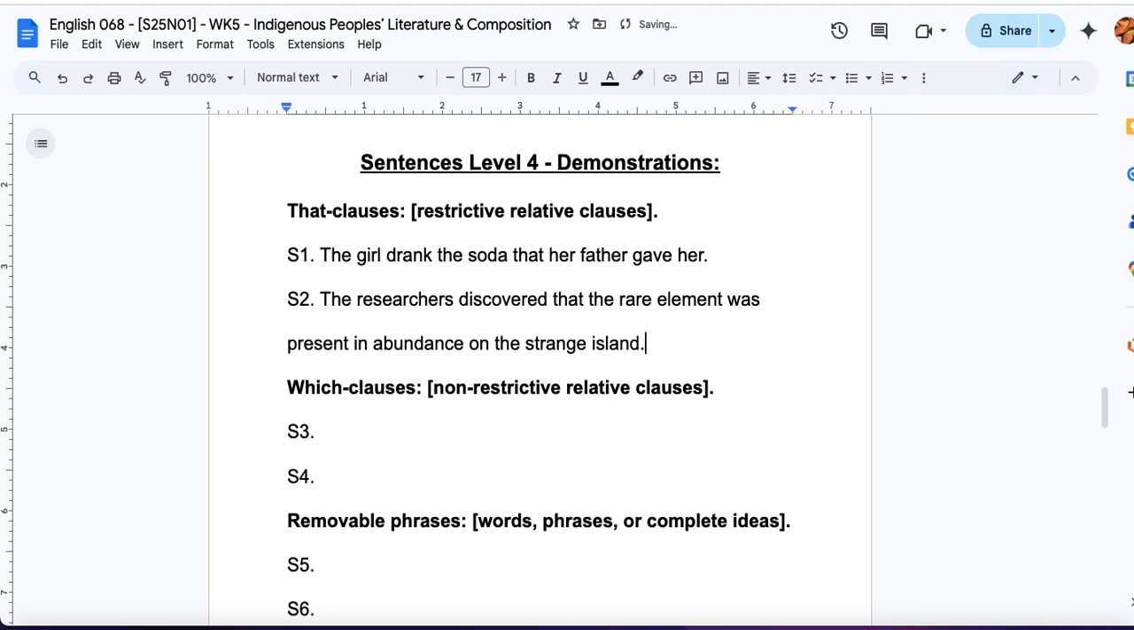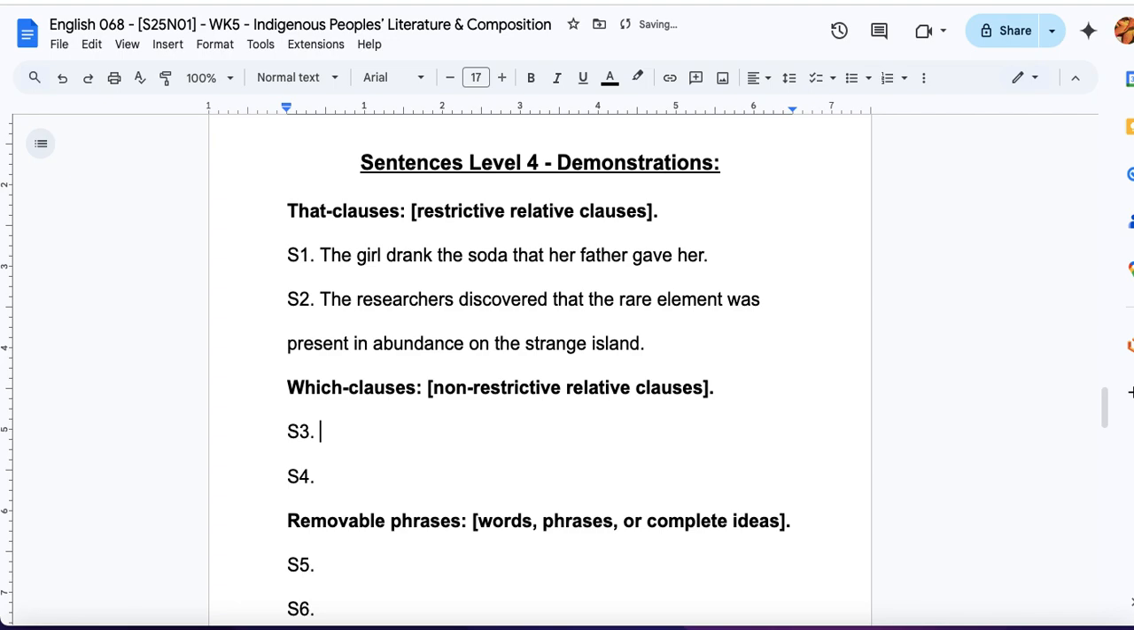Okay, so we can see this is a more standardized use of the "that" clause, and you see it comes directly after the main verb in the sentence. So we've got our subject, then we've got our main verb, which is in the past tense, and then directly after, we've decided we need more information to talk about, to reveal, to elucidate what the researchers discovered. So the researchers discovered that the rare element was present in abundance on the strange island. That tells us more details about their discovery.